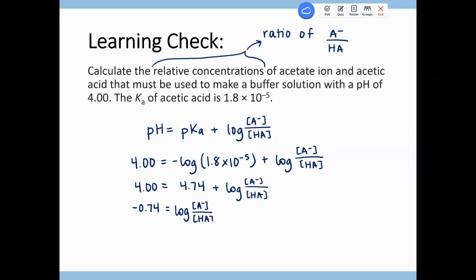And then to cancel out log from this equation, this is base 10, so we raise 10 to the power of both sides, and that will take away log. So we do 10 to the power of negative 0.74 equals the ratio, A minus over HA.